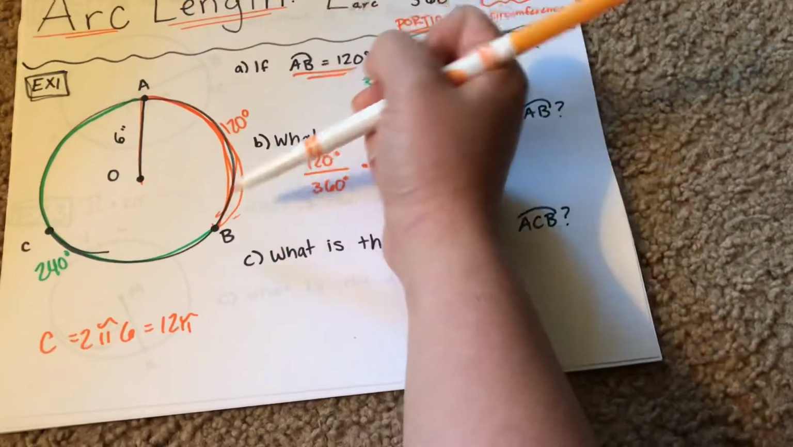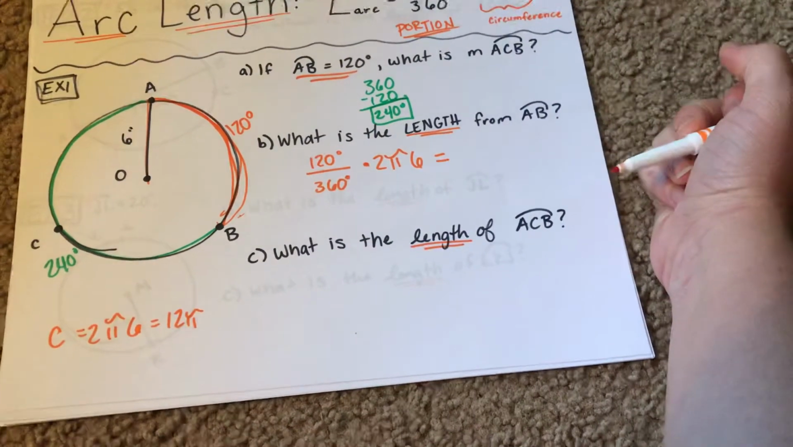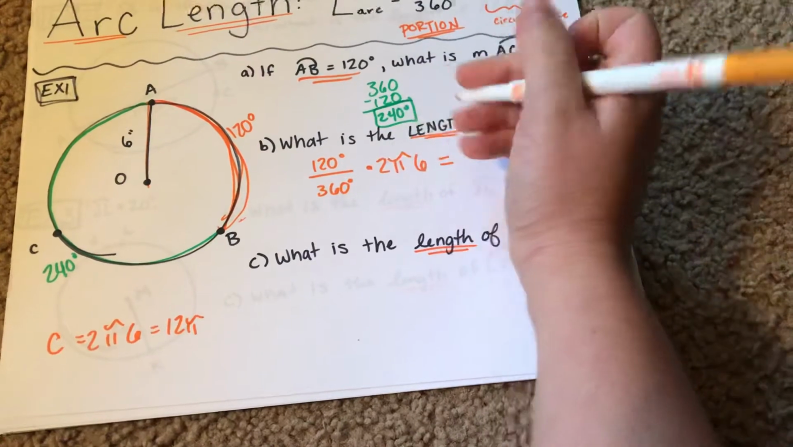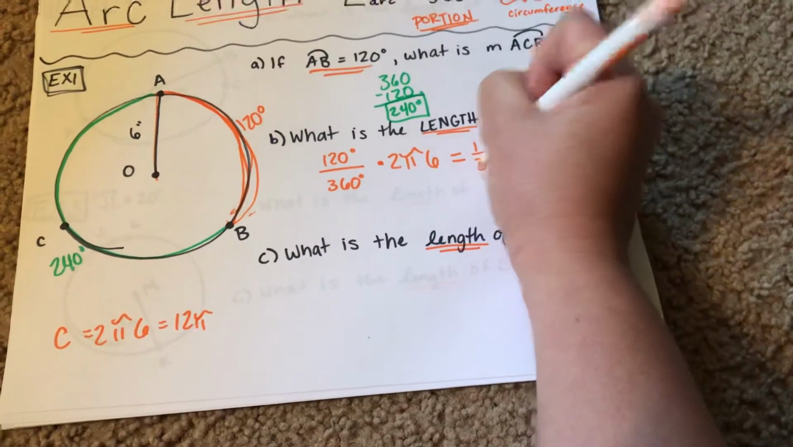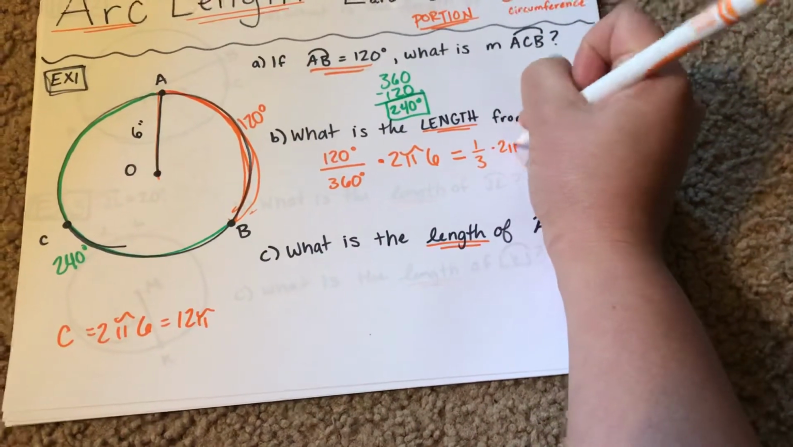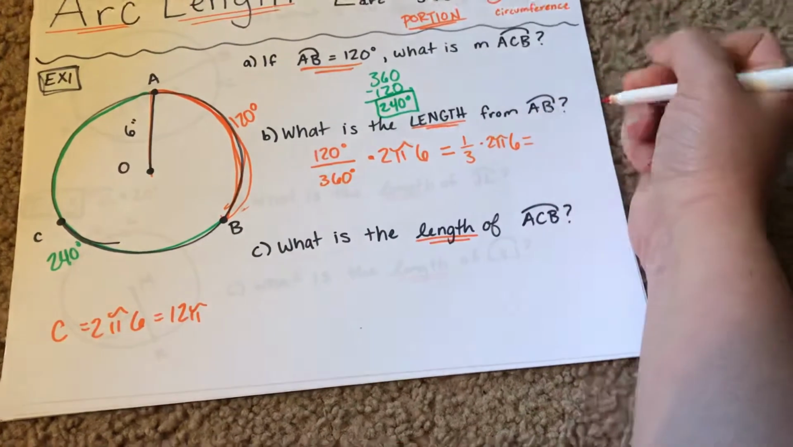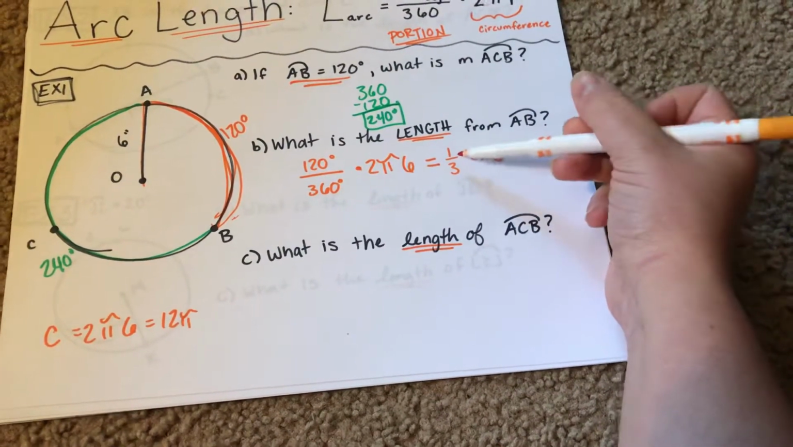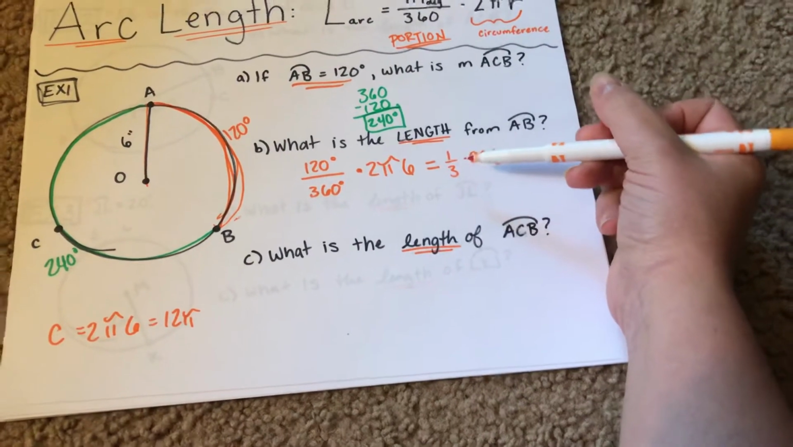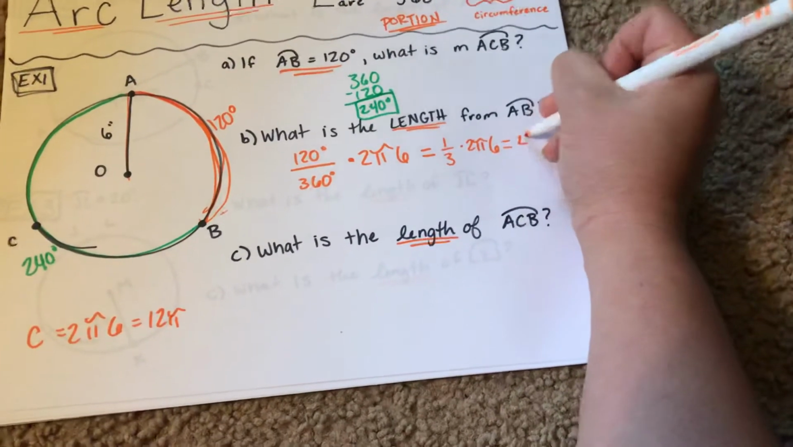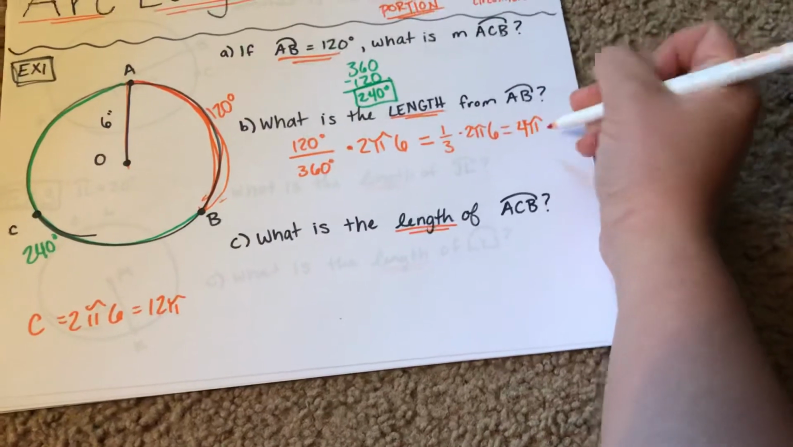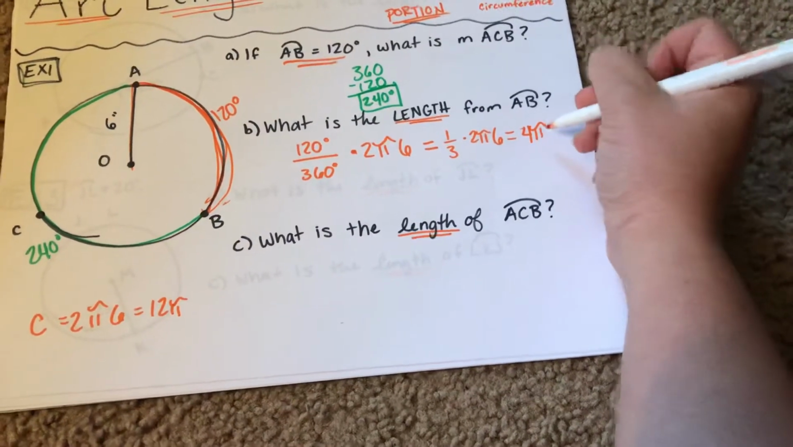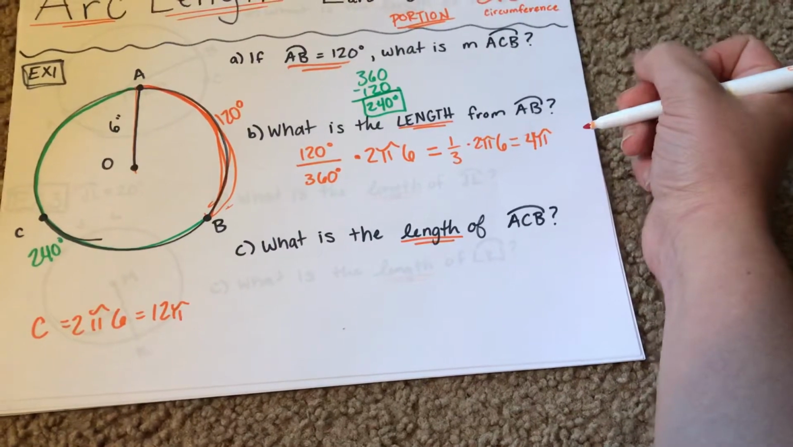So from A to B, the length of that arc is going to come out to be 120 over 360, which simplifies to a third, times 2 pi 6. So I'm going to multiply all this together. 2 times 6 is 12. A third of 12 is the same as 12 divided by 3, which is 4. So 4 pi is our most exact answer. If I ask for an answer in terms of pi, pi is going to be in your answer. So 4 pi is our best answer.